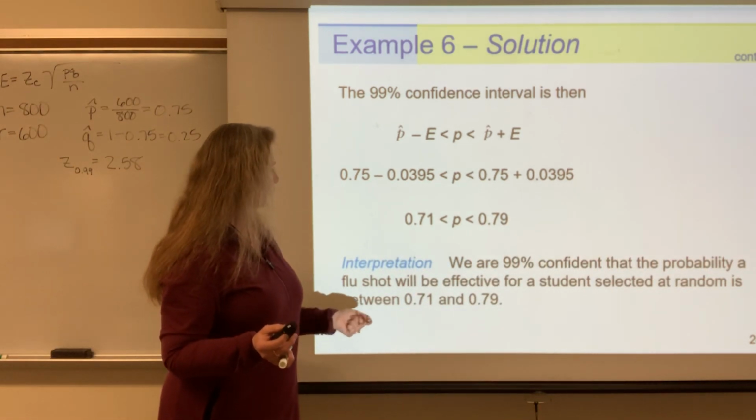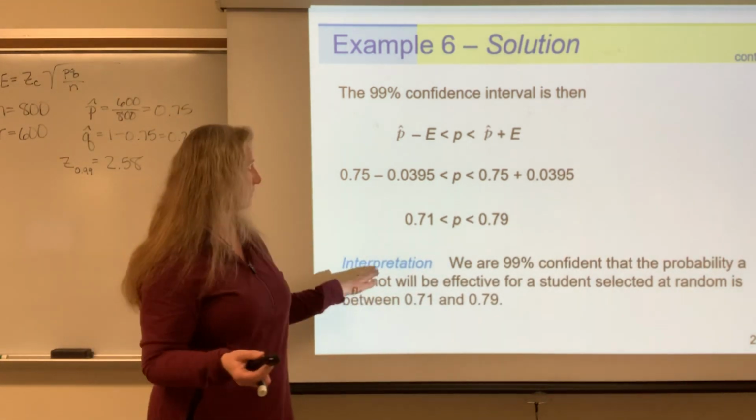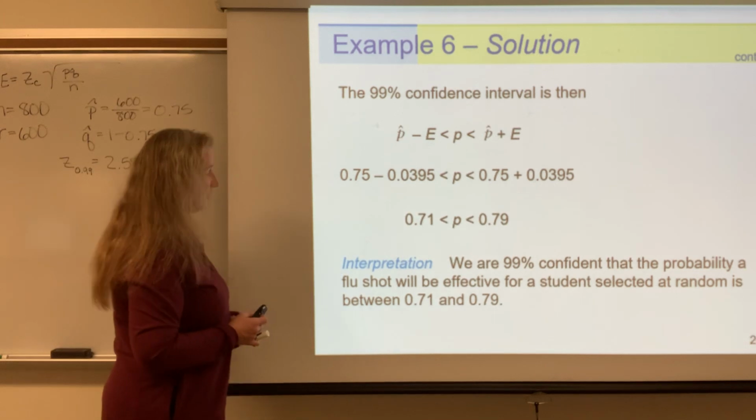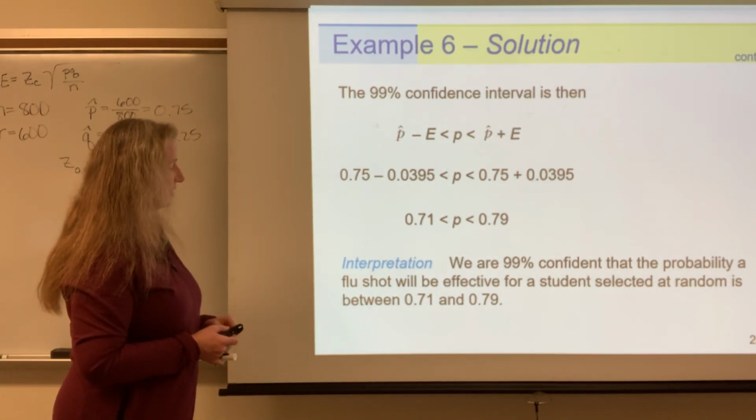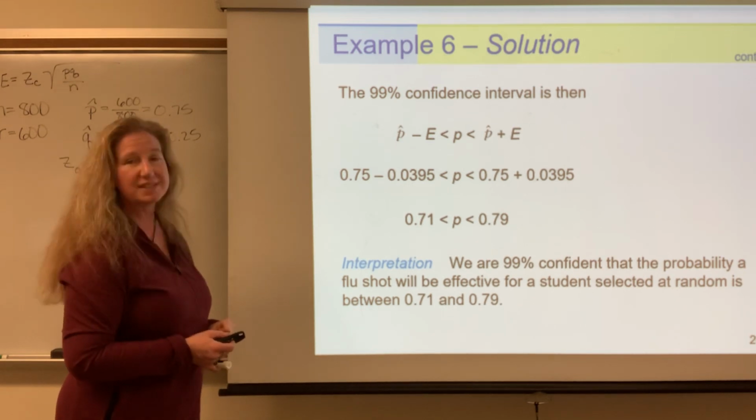All right, so what does this mean? We are 99% confident that the probability a flu shot will be effective for a student selected at random is between 0.71 and 0.79.